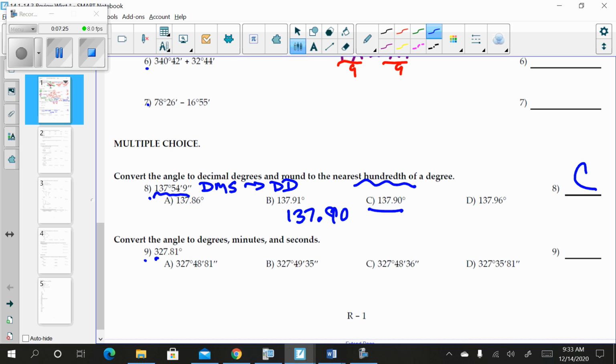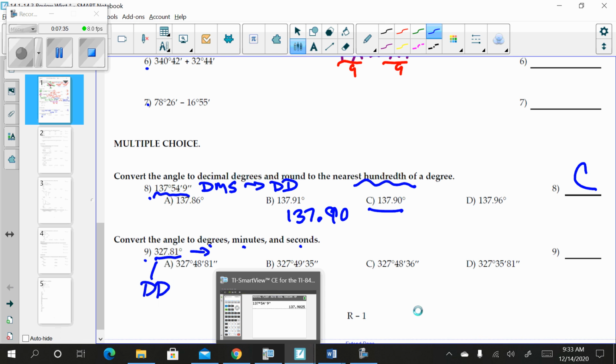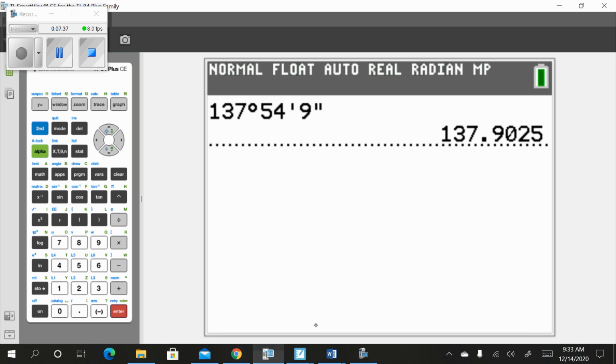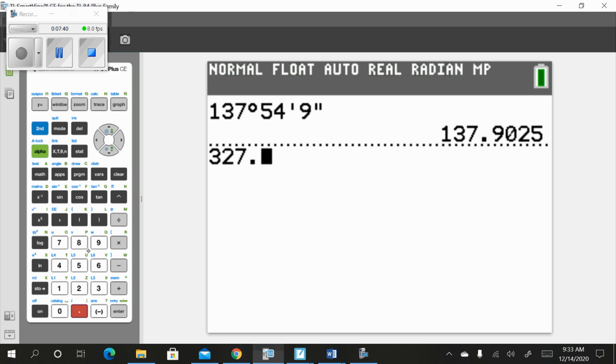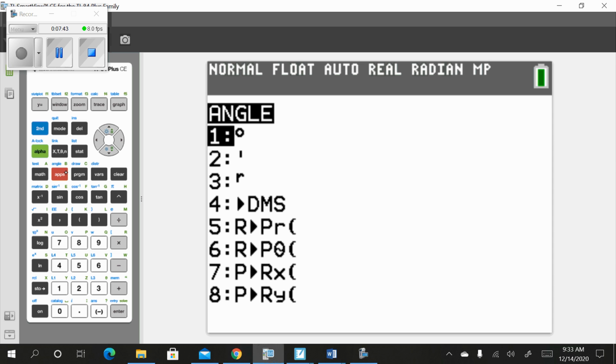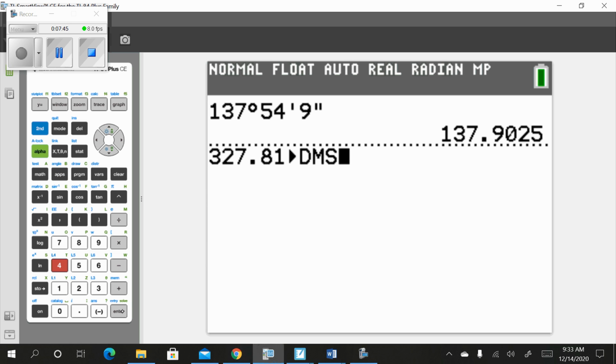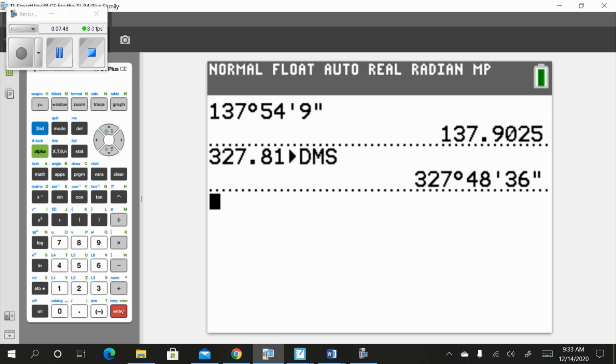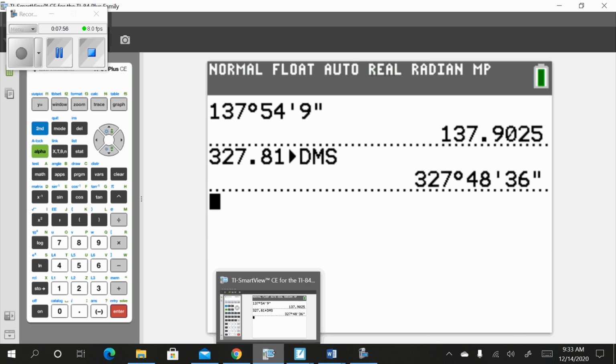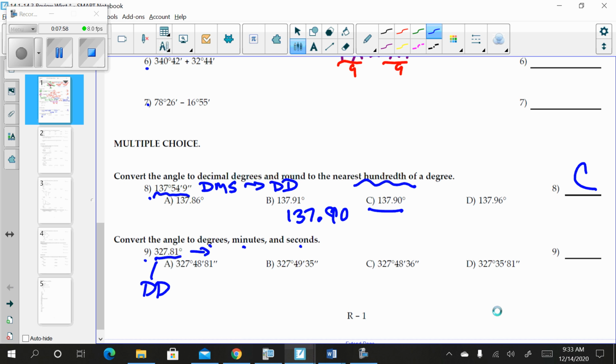If you're going from degree as a decimal, so take a look at number 9, degree as a decimal, see how it's all in degrees, and you want to change it to degrees, minutes, seconds. That is really quick on your graphing calculator as well, just to illustrate that super fast. So if we type in 327.81, we're just going to go to our angle menu and change it to number 4 here to degrees, minutes, seconds. Scientific calculator is the same thing. And we have a real easy way to change that over. So 327 degrees, and then 48 minutes and 36 seconds. So it's a pretty fast switch over there. So just make sure you're okay on how to type things in.